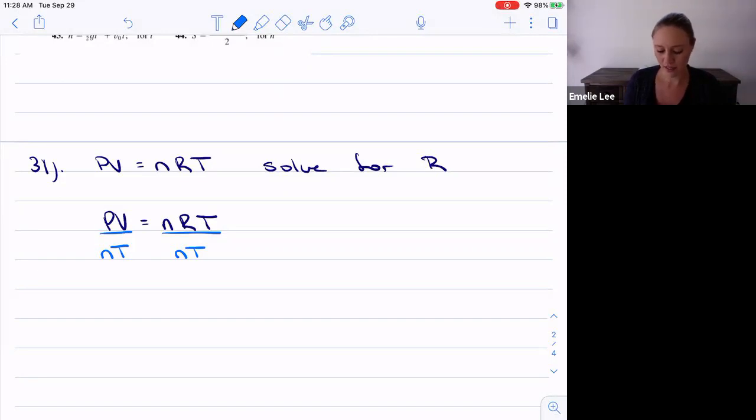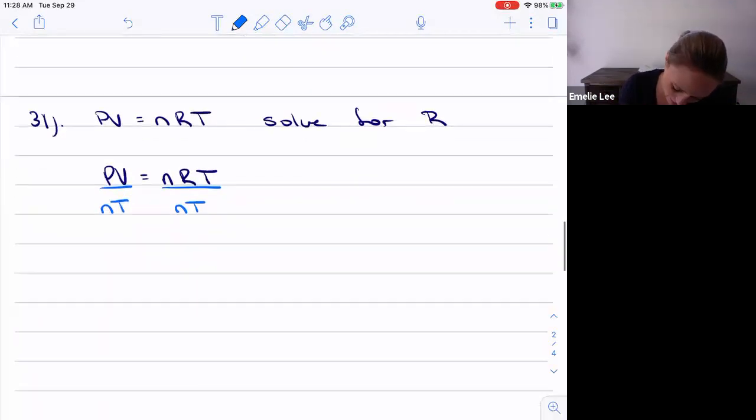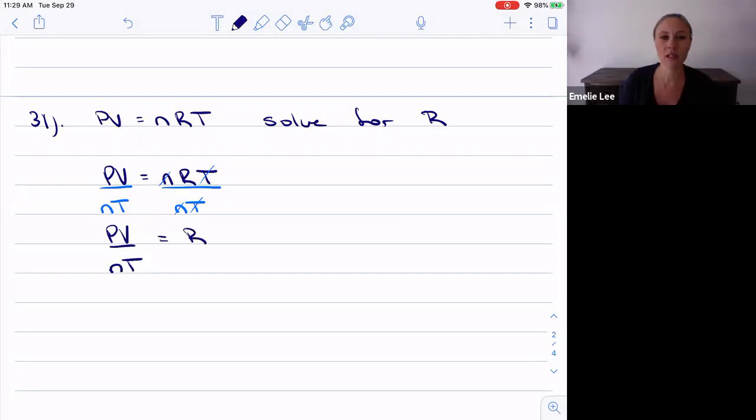Right? And I'm not going to show all these steps always. I just want to show them so that you see what's happening. And I'm trying to use a different color, but sometimes I might forget. This n and this n cancel, and this T and this T cancel, right? And that was the whole point, to try to get R on its own. I can only cancel because I'm multiplying, right? So now I have PV over nT is R, and now I've solved for R.